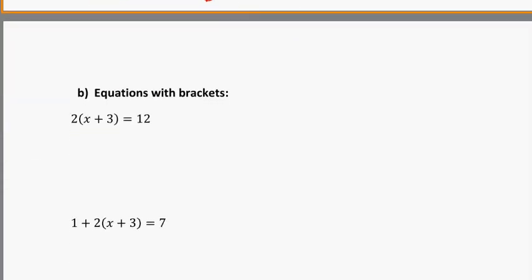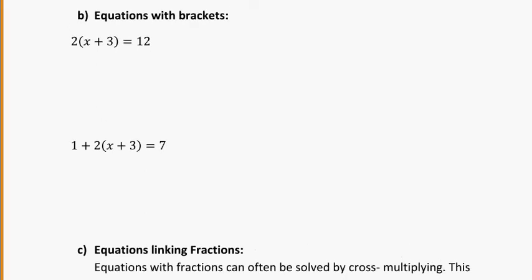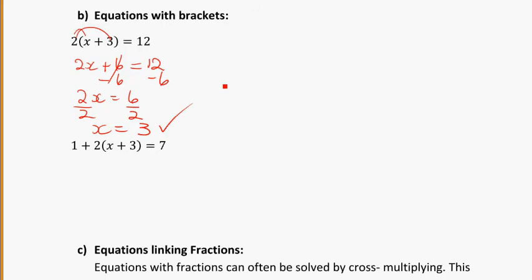Now, equations with brackets. The rule here is to expand first and then solve as usual. How do I expand? Multiply everything in the bracket by what's outside the bracket. So 2x plus 2 times 3 is 6 equals 12. If you've forgotten that, go and revise the expanding brackets lesson. This looks familiar. Take 6 off both sides. 2x equals, that goes out, 6. Divide by 2. X is equal to 3. Good.